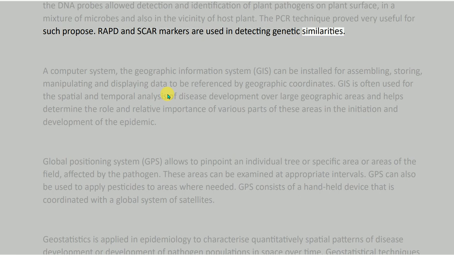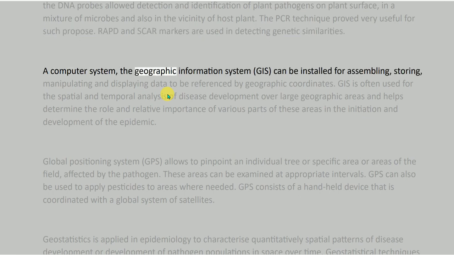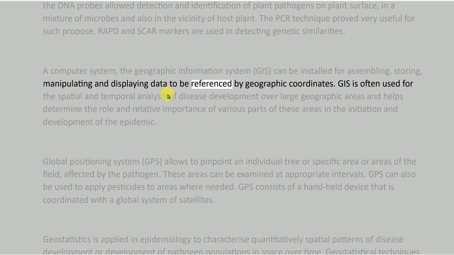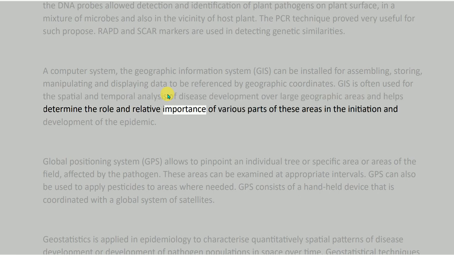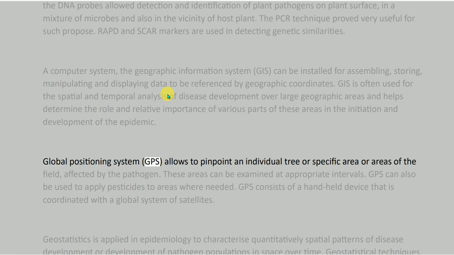A computer system, the Geographic Information System, GIS, can be installed for assembling, storing, manipulating and displaying data to be referenced by geographic coordinates. GIS is often used for the spatial and temporal analysis of disease development over large geographic areas and helps determine the role and relative importance of various parts of these areas in the initiation and development of the epidemic. Global Positioning System, GPS, allows us to pinpoint an individual tree or specific areas of the field affected by the pathogen.